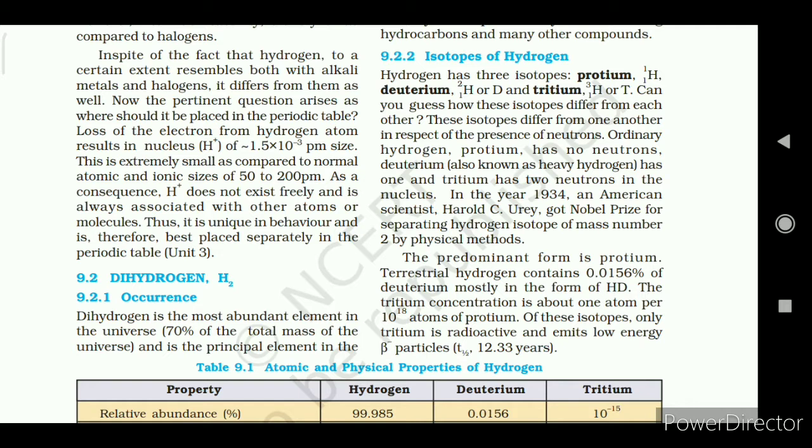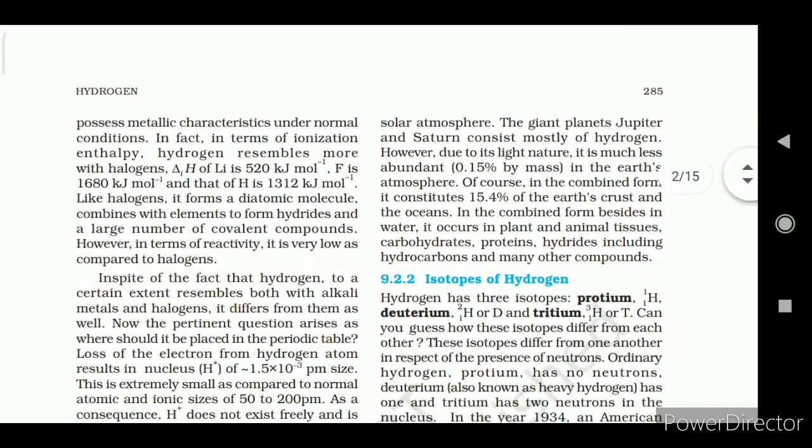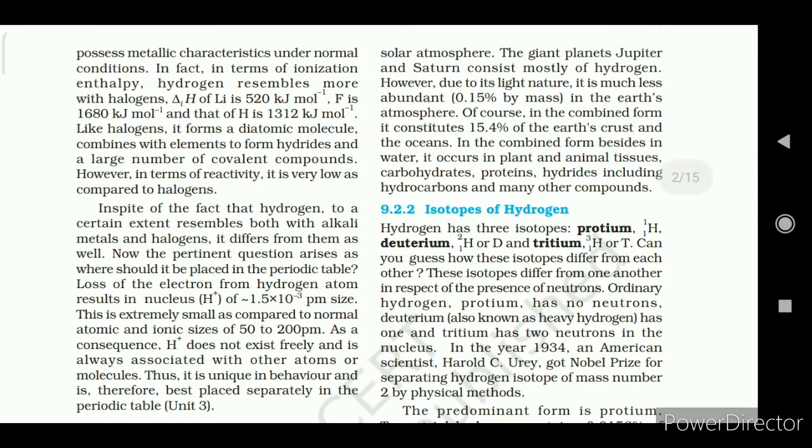9.2 Dihydrogen. 9.2.1 Occurrence. Hydrogen is the most abundant element in the universe, the principal element in the solar atmosphere. The giant planets Jupiter and Saturn consist mostly of hydrogen. However, due to its light nature, it is much less abundant in Earth's atmosphere. Of course, in the combined form, it constitutes 15.4% of the Earth's crust and the oceans. In combined form, besides in water, it occurs in plant and animal tissues, carbohydrates, proteins, hydrides, including hydrocarbons, and many other compounds.